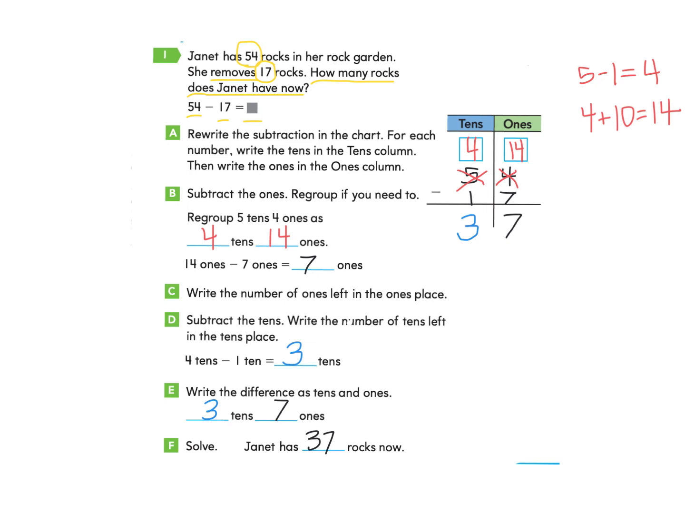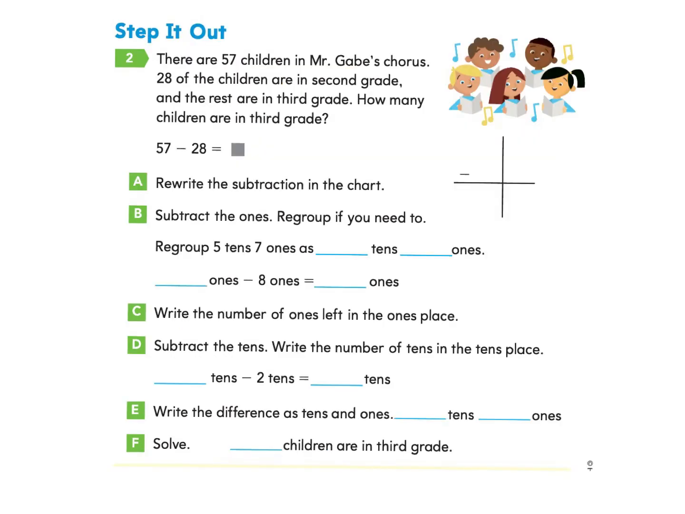Great job. Let's take a look at the next page. Now we're on page 308. We will take a look at question number 2. There are 57 children in Mr. Gabe's chorus. 28 of the children are in 2nd grade, and the rest are in 3rd grade. How many children are in 3rd grade?